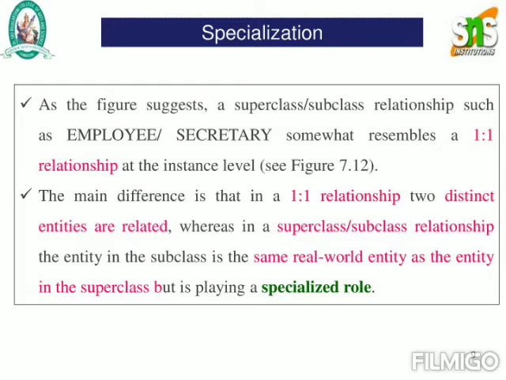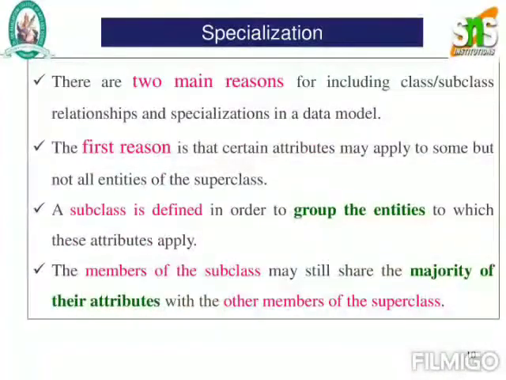There are two main reasons for including superclass/subclass relationships and specializations in a data model. The first reason is that certain attributes may apply to some but not all entities of the superclass. The subclass is defined in order to group the entities to which these attributes apply. The members of a subclass may still share the majority of their attributes with the other members of the superclass. For example, in the above figure, you can see that there are subclasses called secretary, technician, and engineer of employee.